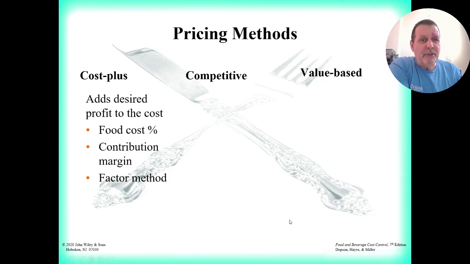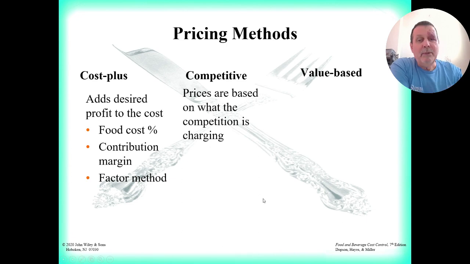So contribution margin is basically just saying dollar amount how much you want to make. And then the factor method is the third method. It's basically the food cost percentage, but turning it into a multiplier instead of difficult percentage math. Okay, so then we have competitive prices.